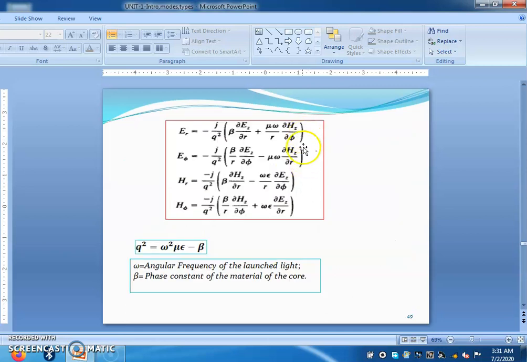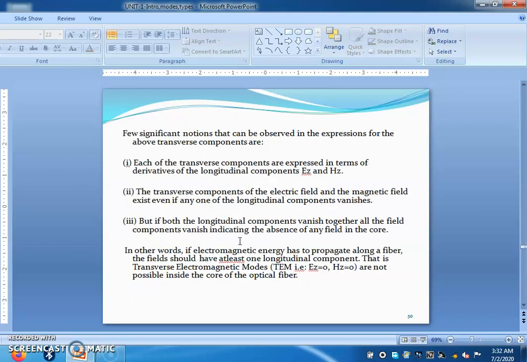See, these are the four components. The four components have been written in terms of Ez and Hz. This Eψ is written in terms of Ez and Hz. Similarly, these two equations are also written in terms of Ez and Hz. Here I use the term q. q square is equal to omega square mu epsilon minus beta square. So what is beta? It is the phase constant of the material of the core.